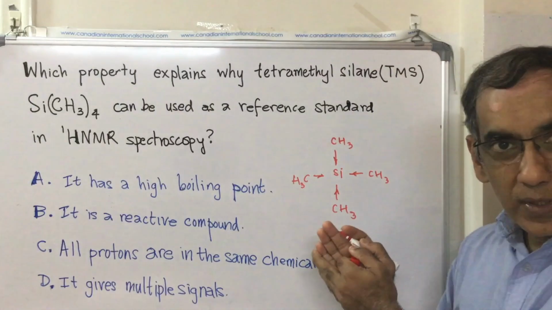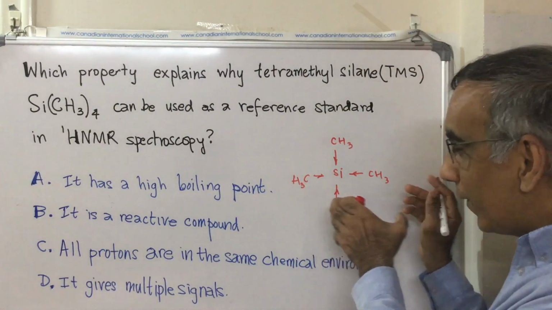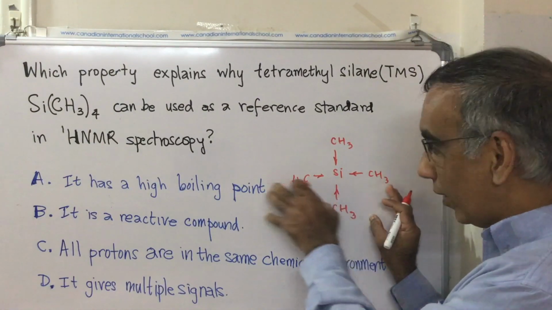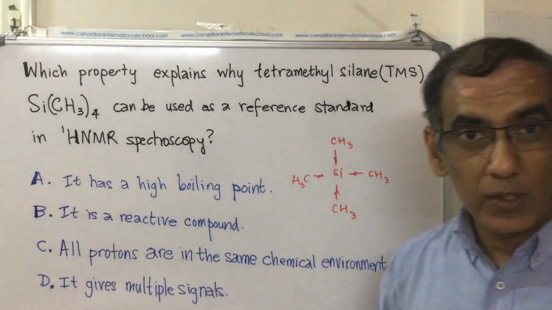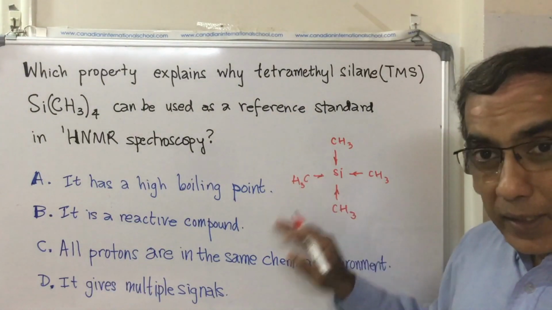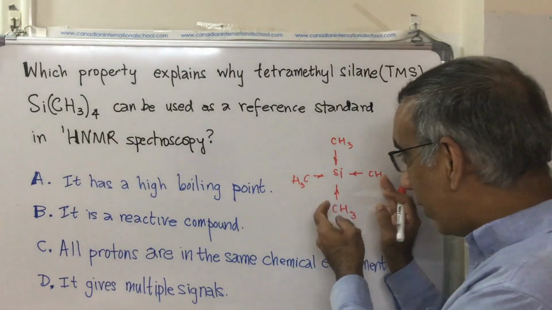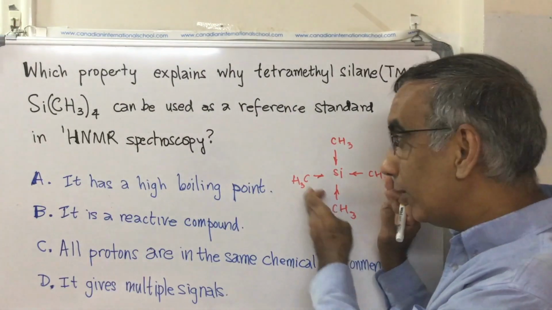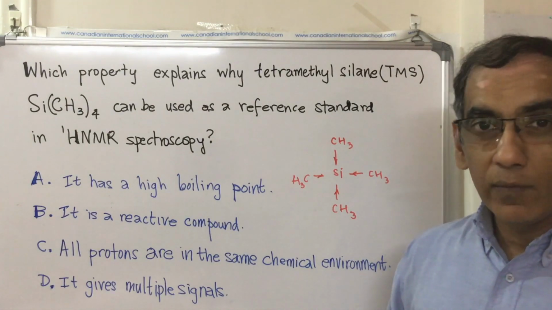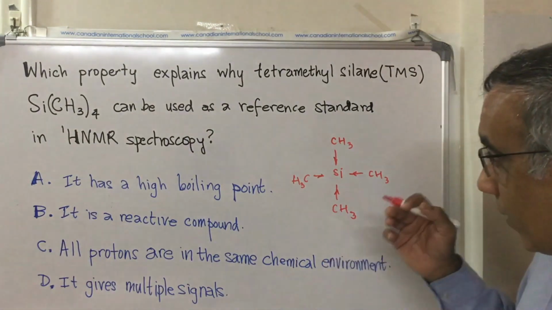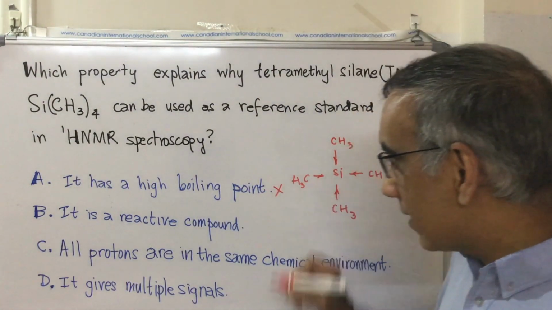This molecule is very symmetrical, it's non-polar, and there's very little intermolecular bonding between one molecule of TMS and another one. Once you have that situation, you would expect the boiling point to be quite low, because the bonding between one molecule and another would not be as strong, with no significant dipoles and definitely no hydrogen bonding. So it's not going to have a high boiling point. So you can eliminate this.